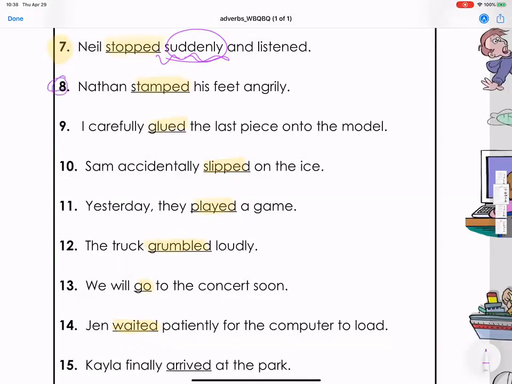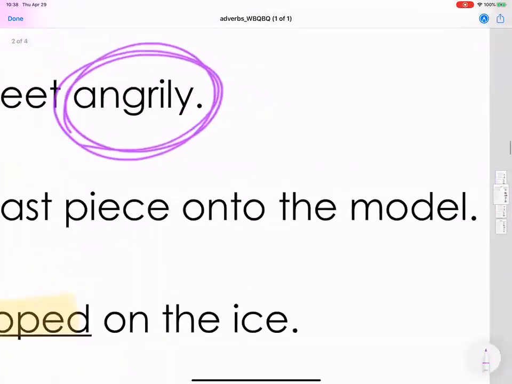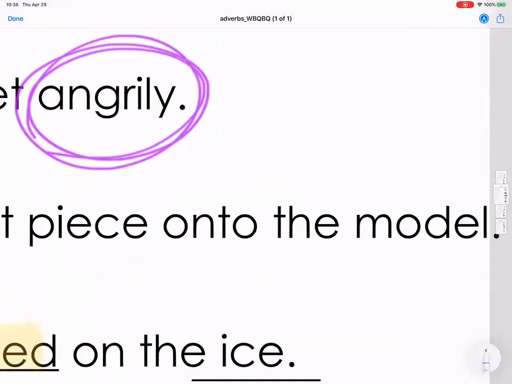Now, number 8, Patty, why don't you read that one? Nathan stamped his feet angrily. That's right. Very good. Stamped. Now, what is our adverb? Angrily. So what do we notice about this word? It looks like another word we probably know. Angry. So angry is what kind of word? Adjective.